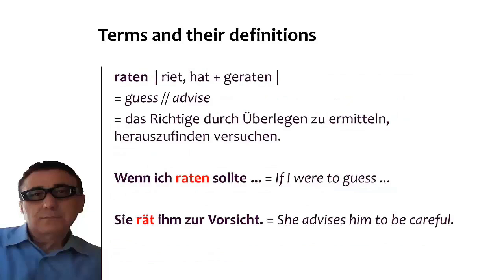Another word highly related with das Rätsel und rätselhaft. Raten means guess or advise. The verb raten has two meanings. Let's see how we use it in different contexts. If I say, Wenn ich raten sollte, this means if I were to guess. If I say, sie rät ihm zur Vorsicht, this means she advises him to be careful.